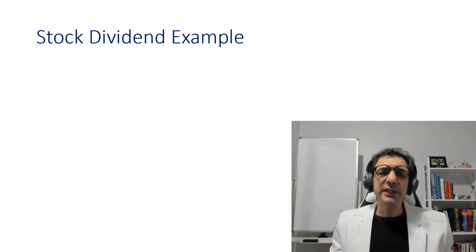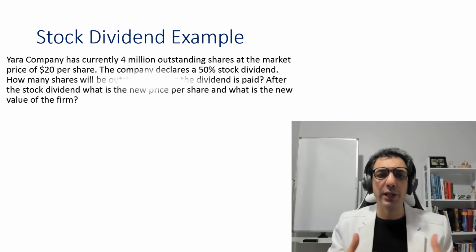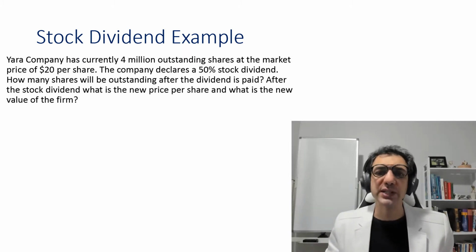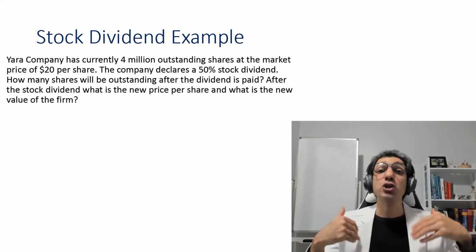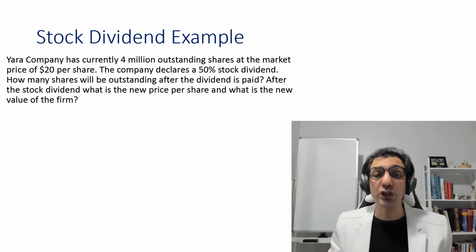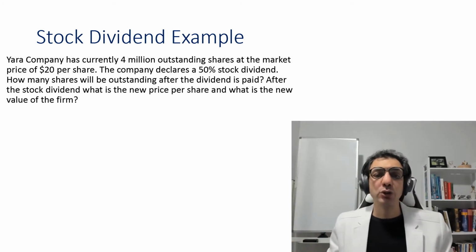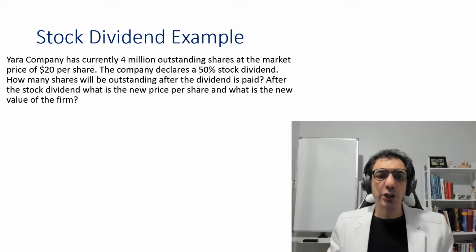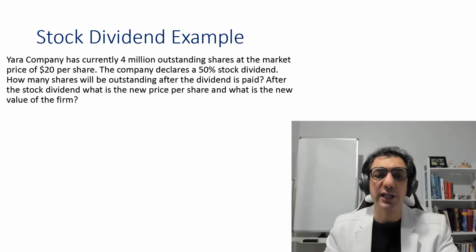So when we talk about the stock dividend, maybe it's better to go with an example to explain what is actually happening. Let's assume a company currently has 4 million outstanding shares at the market price of $20. The company declares a 50% stock dividend. It means the company is going to issue an additional 50% shares, which means another 2 million shares will be added to the current 4 million outstanding shares. The question is how many shares will be outstanding after the stock dividend, and what will be the new price per share for this specific stock, and the total value of the firm.